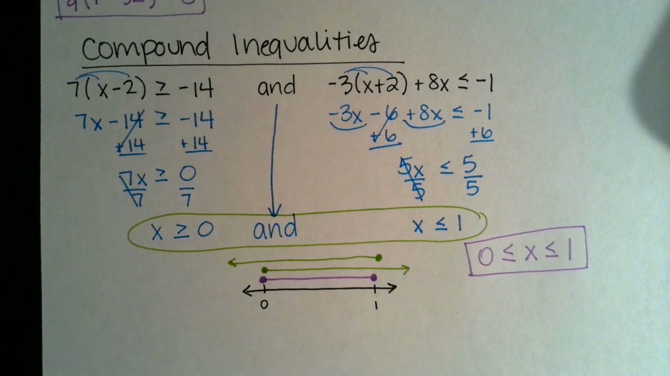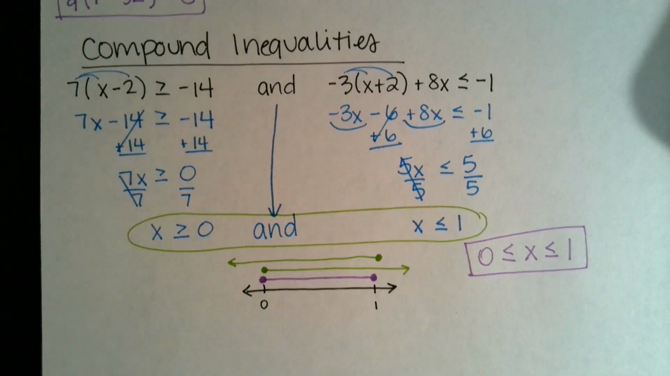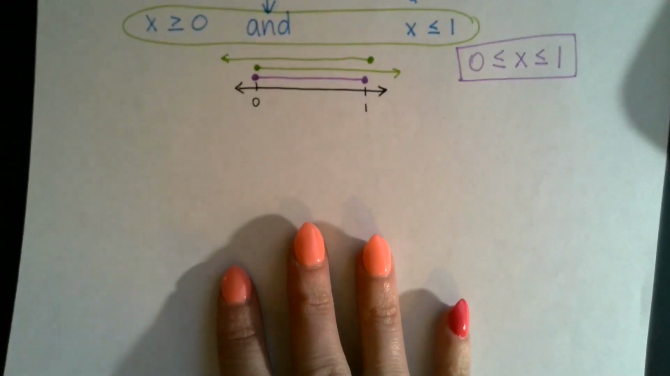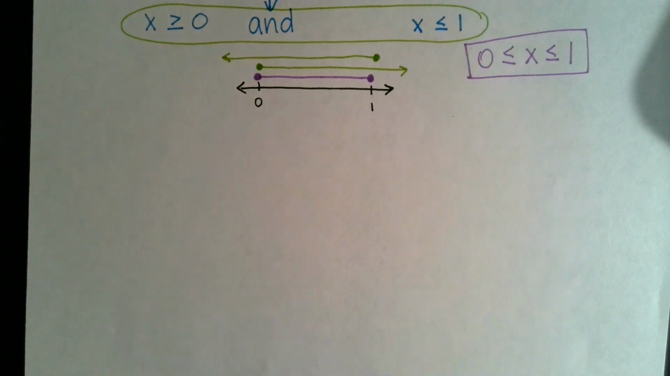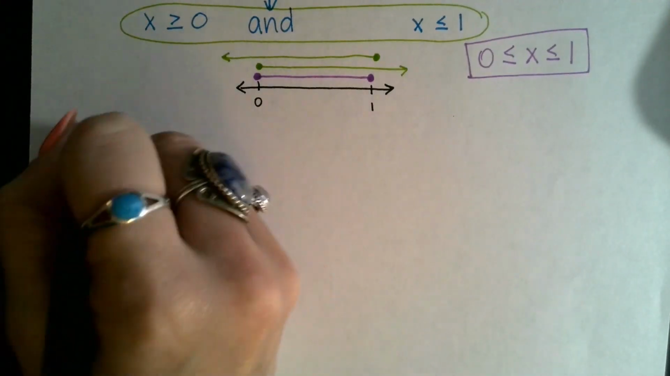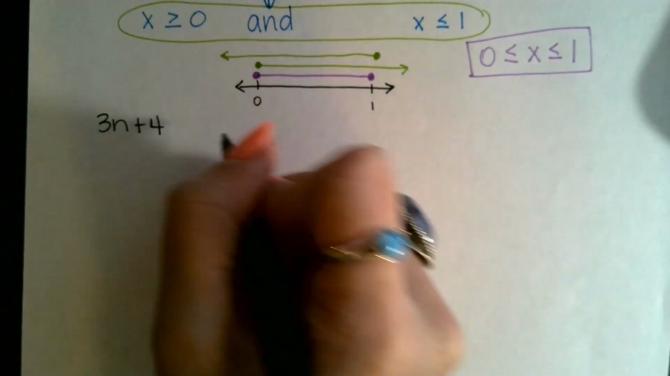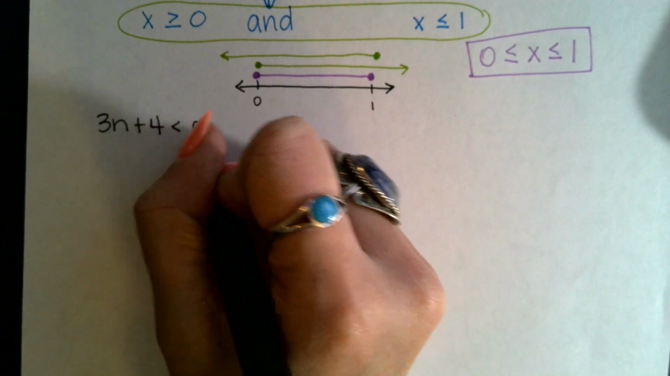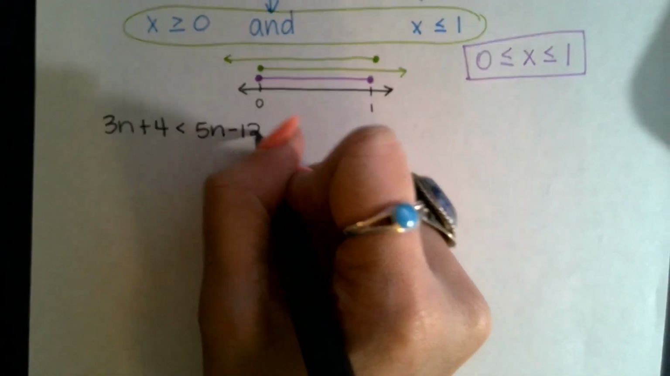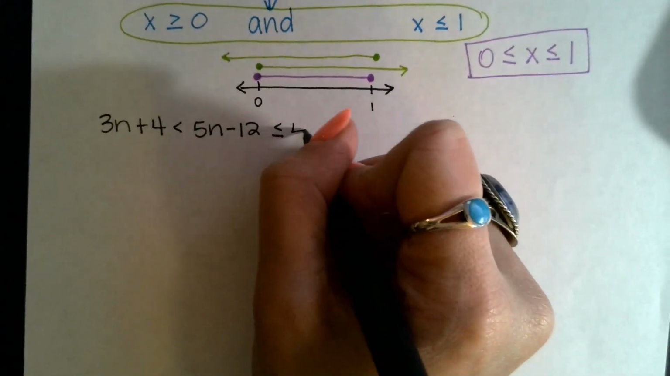Good? Okay. There's one more version of solving compound inequalities that I want to go over with you. Because it's like the hardest version, and I just want to remind you of how to do it. So that problem would look something like this. We've got 3n plus 4 is less than 5n minus 12 is less than or equal to 4n.